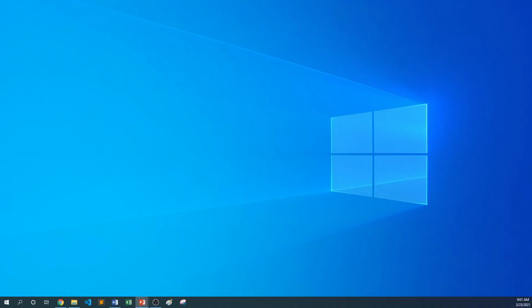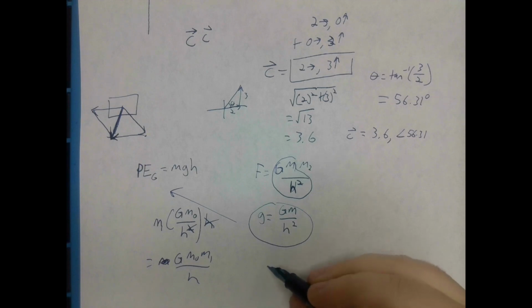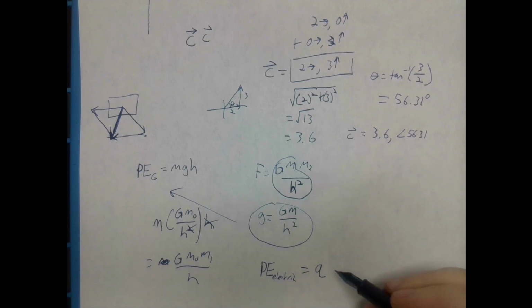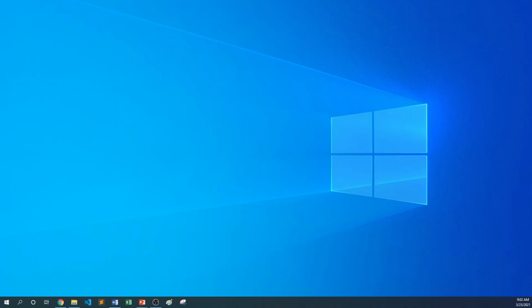Even though I've never seen this equation ever used, what that means is the potential energy for electric should be equal to some charge times the electric field times your distance. That should be QEd, which should be the equivalent for potential energy.